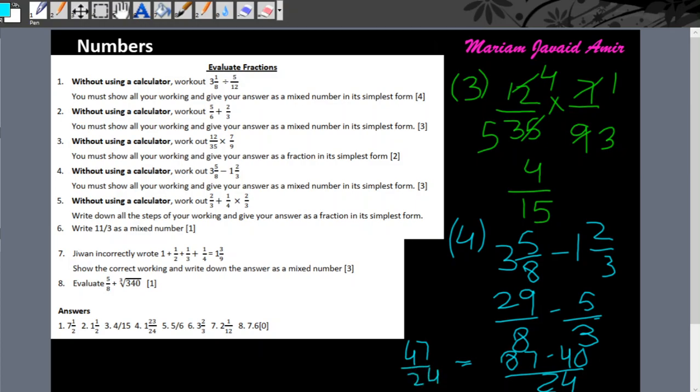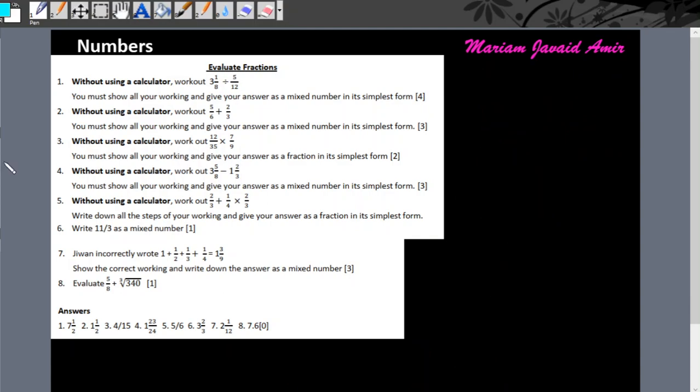This has to be written as mixed form, so that would be 1 over 24. 1 into 24 is 24. 47 minus 24 would be 23. So this is the answer for question 4.